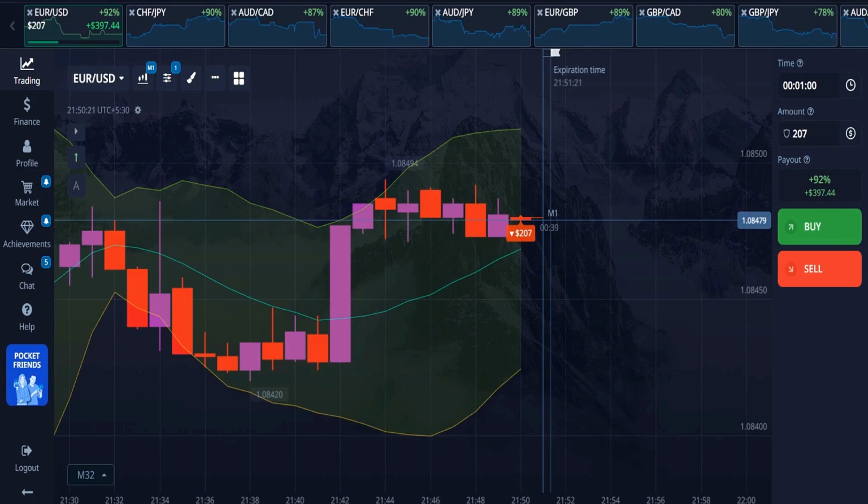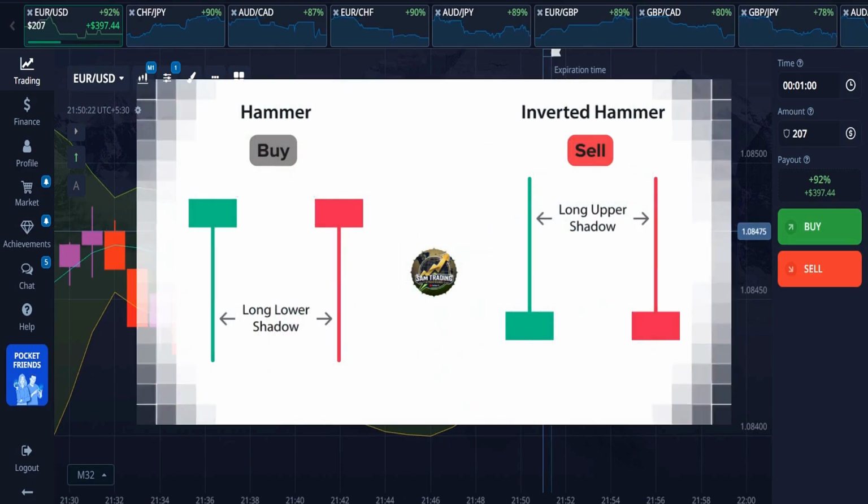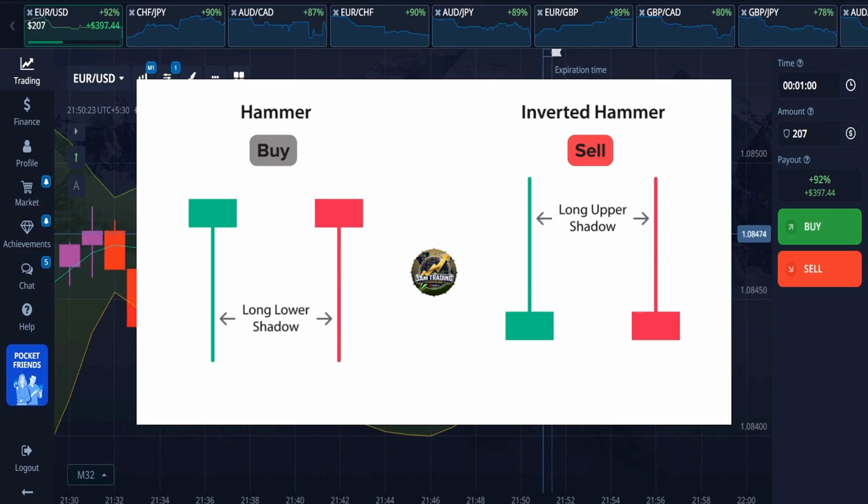Here's exactly how this strategy works. We're looking specifically for two consecutive candlesticks, one bullish and one bearish hammer, or inverted hammer. We won't trade on a single candlestick pattern alone. We need both to appear one after another for confirmation.